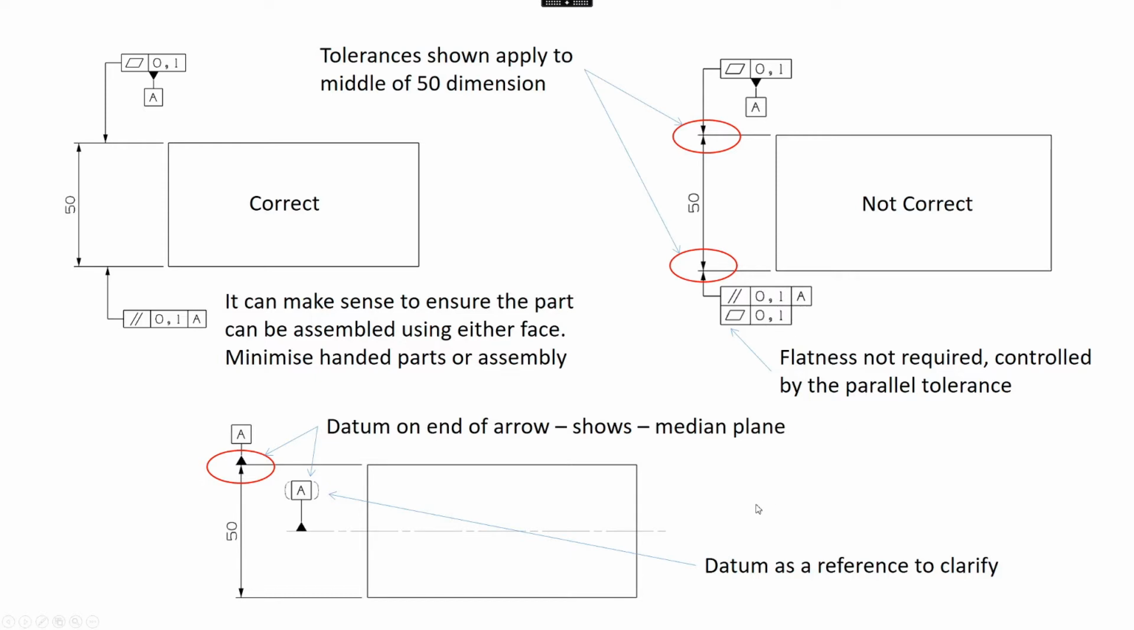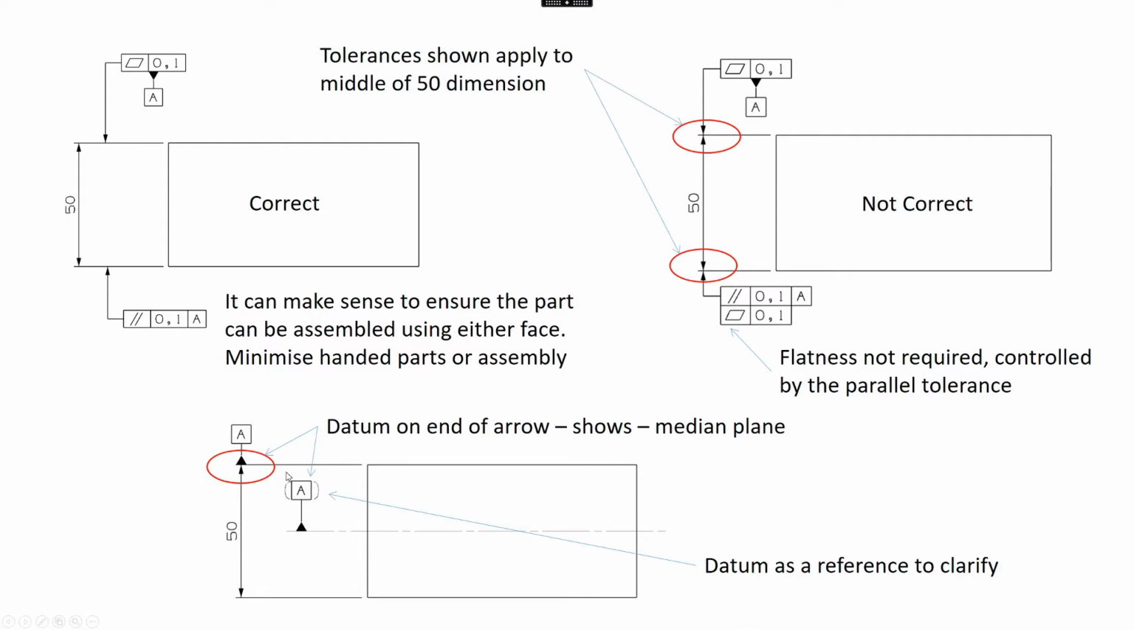Sometimes it can be quite difficult for manufacturers or people to understand whether you're talking about the center line of a feature or the surface of a feature. Sometimes they don't understand this very well. So when you're doing a drawing, sometimes it's better to indicate when you want the center line of the feature using this sort of method.